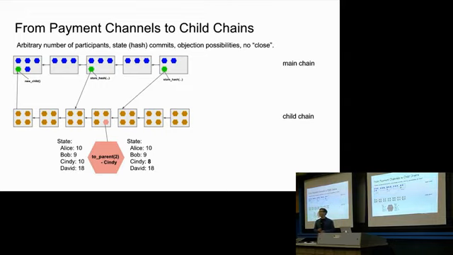Okay. I think there was another question somewhere. How can you prevent, for example, as I said, spending these tokens outside of the child chain, in the main chain, for example?